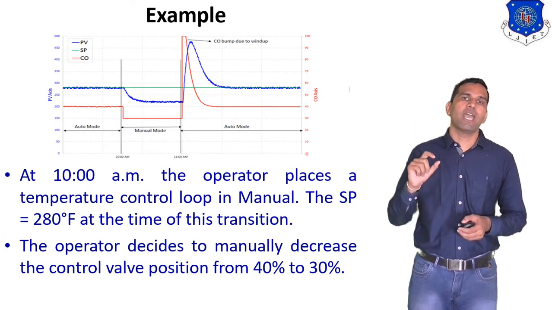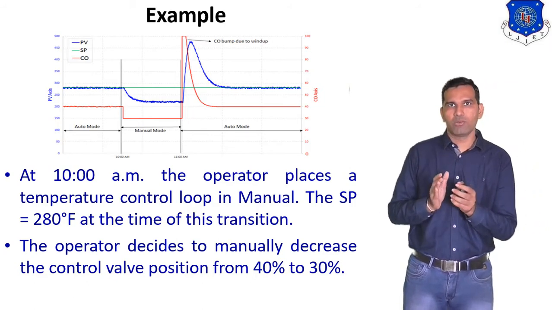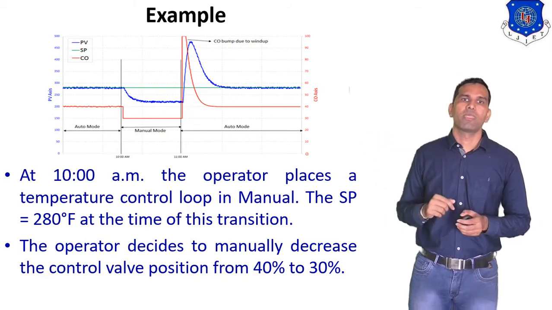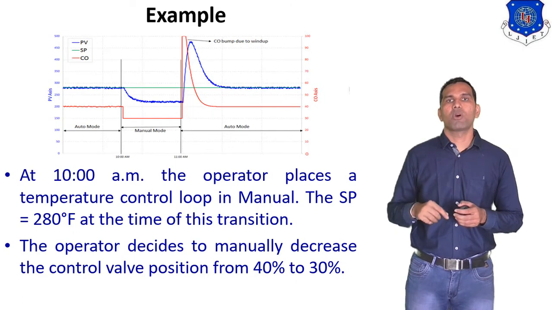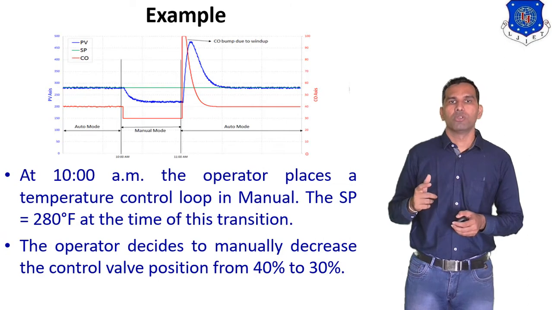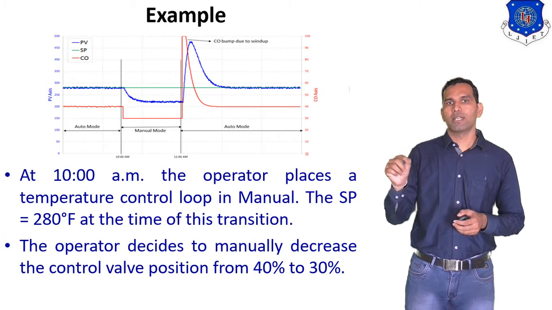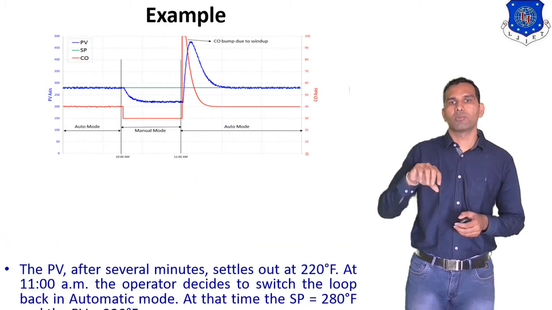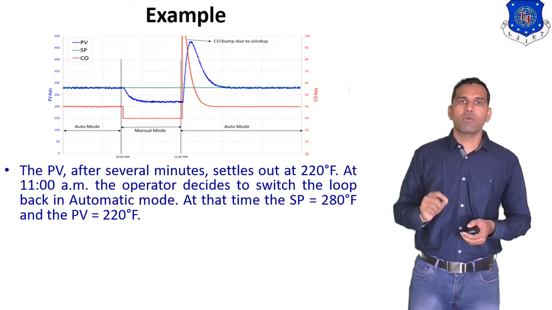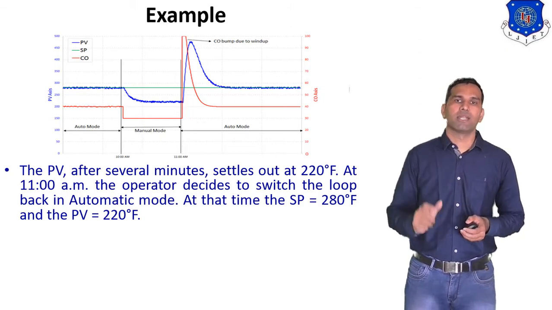Here you can see this line indicates the SP, the set point, our desired value. Then this is the PV, the process variable, and this red line indicates the controller output. After 10 AM the controller output decreases because the operator changed it from 40% to 30%. Now what happened? The process variable after several minutes settles out at 220 Fahrenheit.